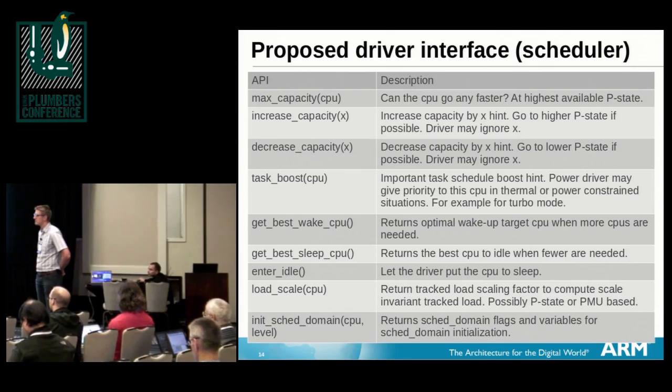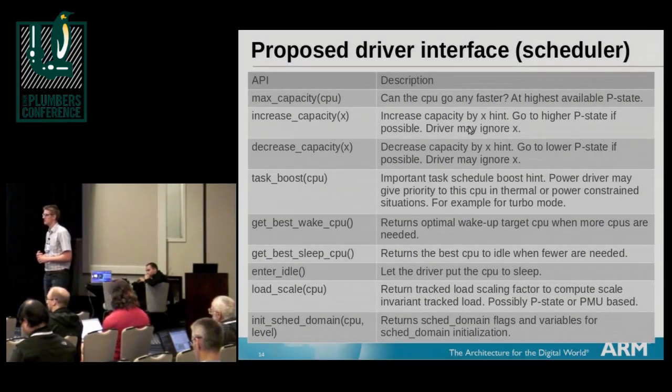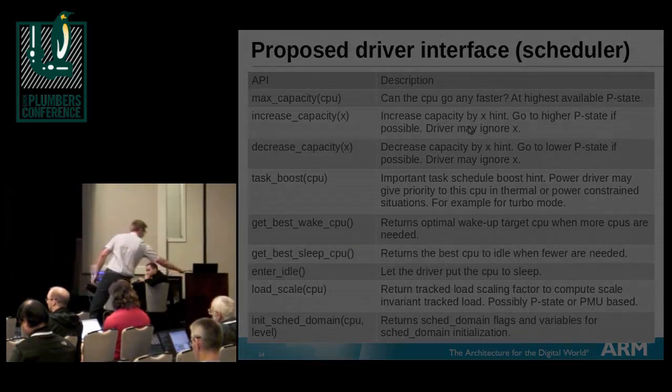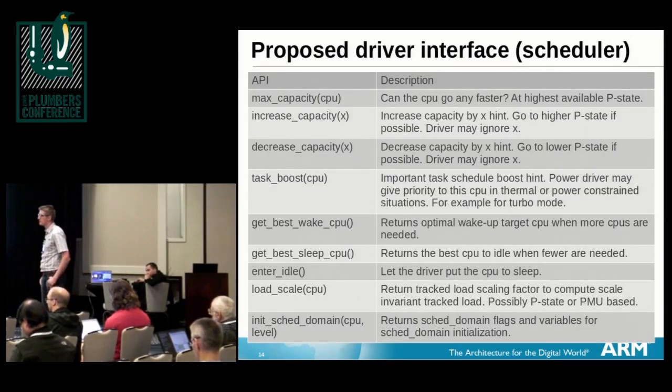So maybe another way to do it is not to provide a hint to the platform driver, but to get the list of available CPUs in the order of preference or in the order of power consumption. The same for the sleep. So if I understand correctly, you want a list of potential candidates instead of just one. Correct, so the scheduler can pick one. The other way to do it is to have the platform driver decide and just give the hint, the same way you give the hint to decrease and increase capacity, to get best wake or get best sleep. Yeah, I think passing a list between the driver and the scheduler might be... Yes, a CPU mask.